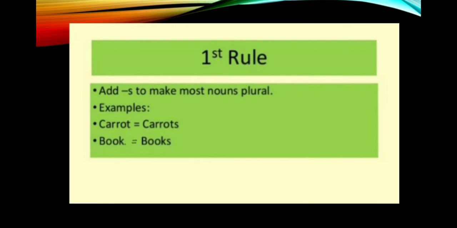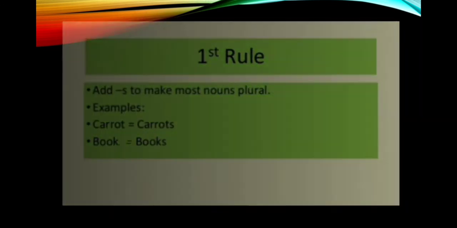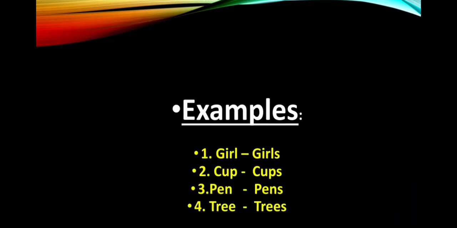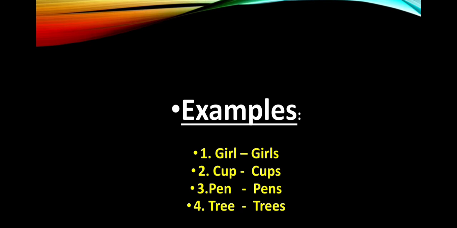Carrot, carrots. Book, books. So in these two examples, we have just added s to form plural. Like carrot, we are talking about one carrot. But carrots means we are talking about more than one carrot. Book, we are talking about one book. Books, it means we are talking about more than one. There are some more examples related to rule number 1. Let's see those examples. Girl, girls. Cup, cups. Pen, pens. Tree, trees.